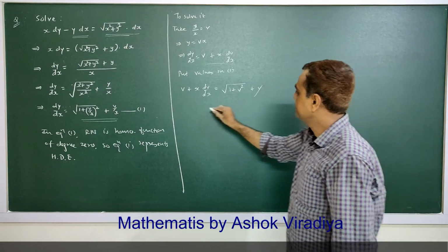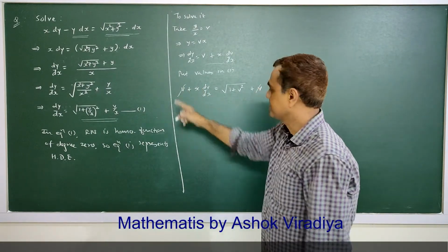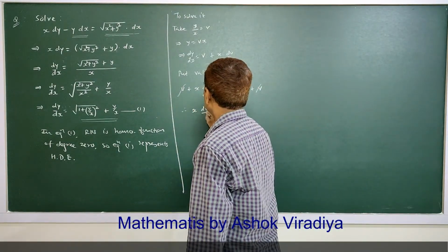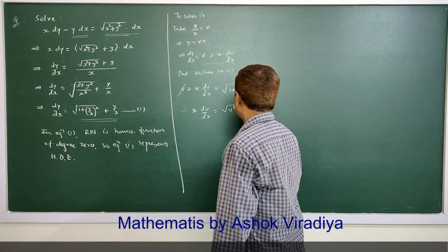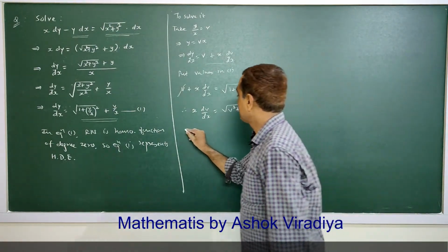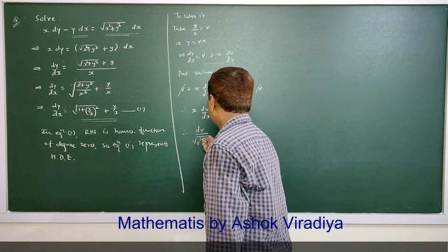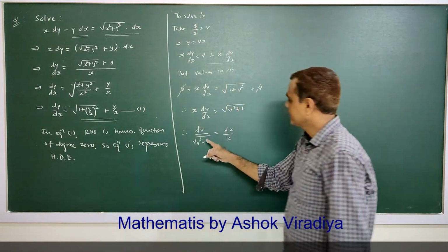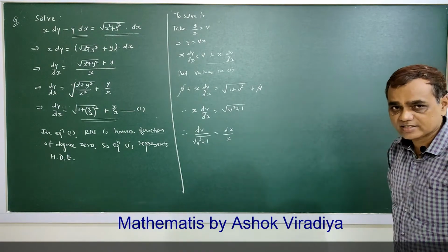So this v will be cancelled. So x into dv by dx is root v square plus 1. Now this can be converted in variable separable form. So dv upon root v square plus 1 is dx upon x. So it is variable separable form: dv side function of v, dx side x.